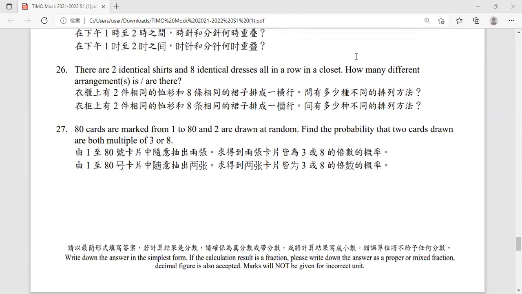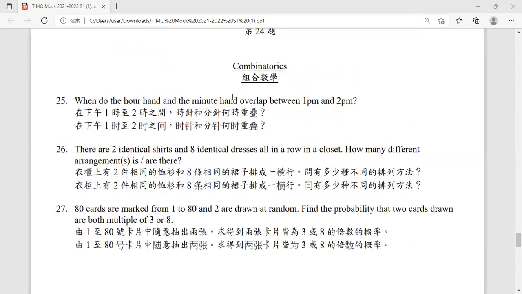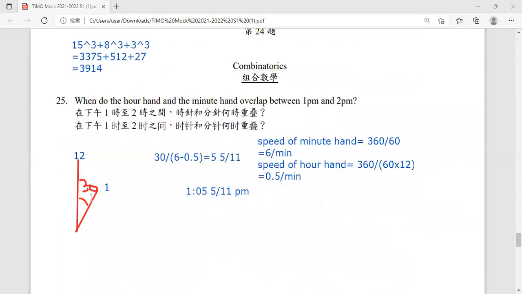26. The initial distance is 30 degrees, because the whole circle, 360 degrees, is divided into 12 parts. One part is 30 degrees. Okay, for 26.